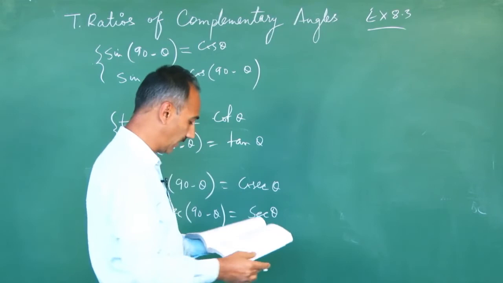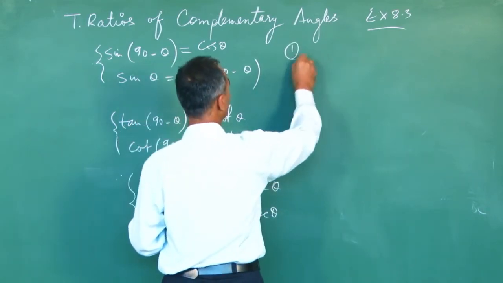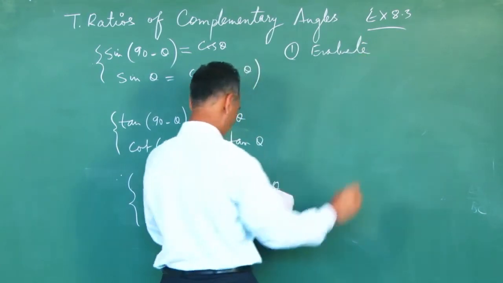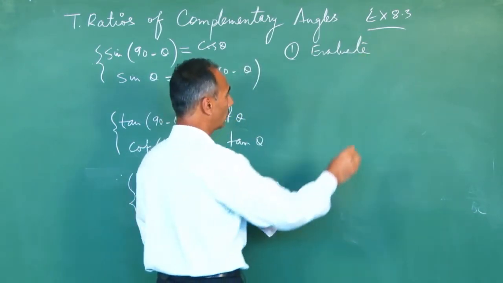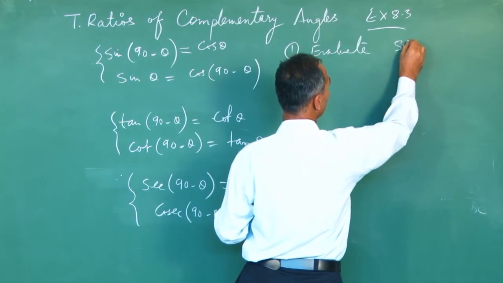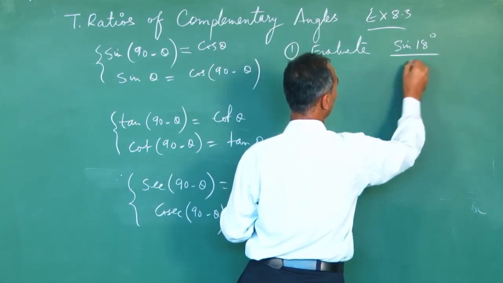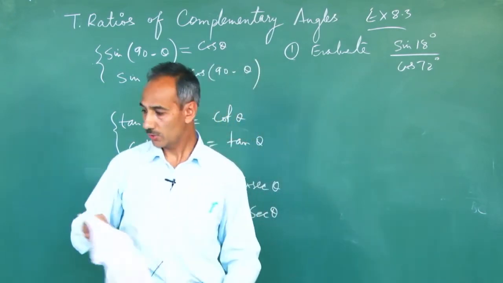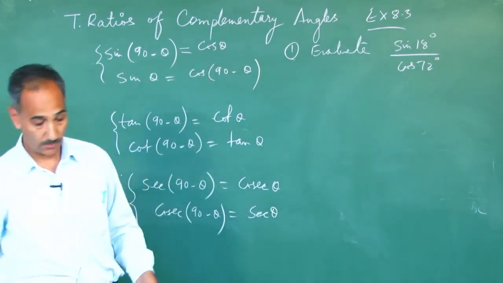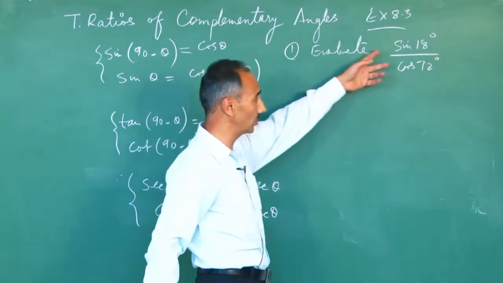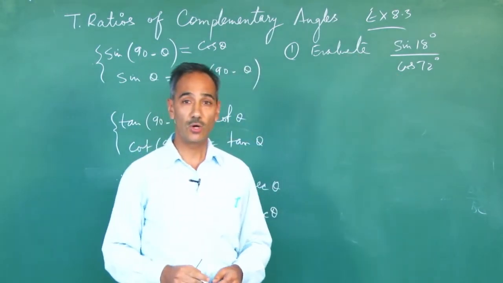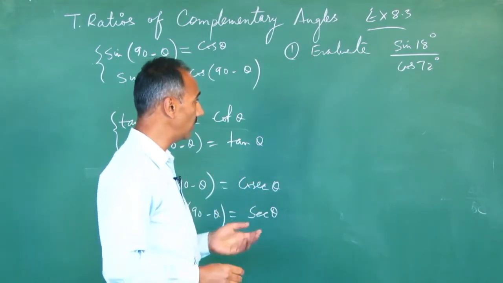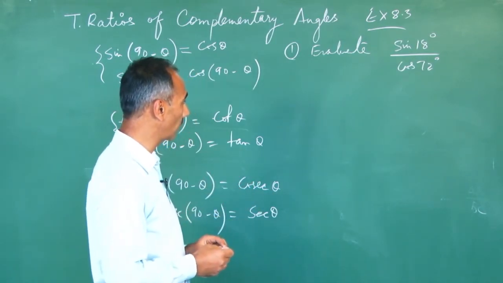You are asked to evaluate. Let me take the first sum. You are asked to evaluate sine 18 degrees upon cos of 72 degrees. So T ratios, basically you have a quotient of two T ratios, and the angles involved, both of the angles are acute angles, sine 18 and cos 72.